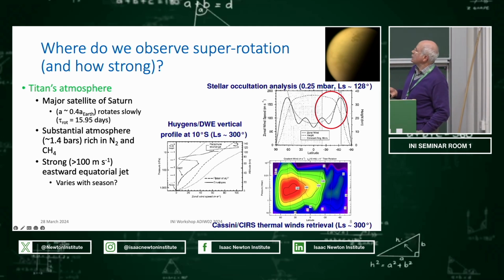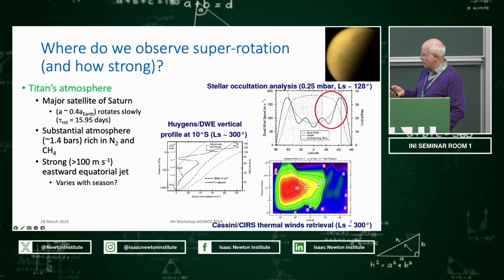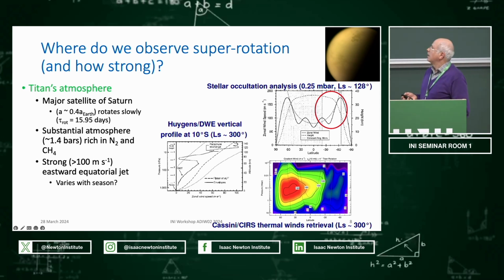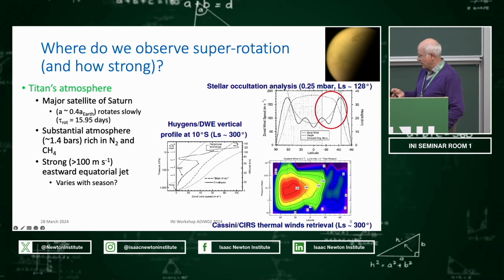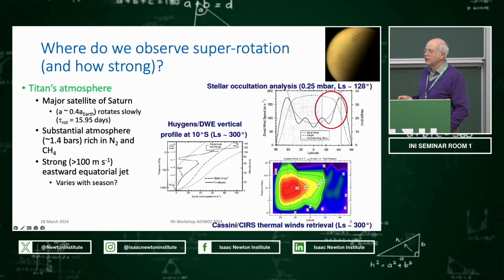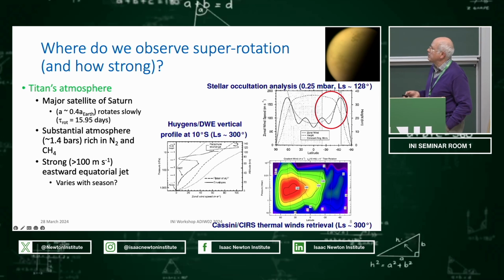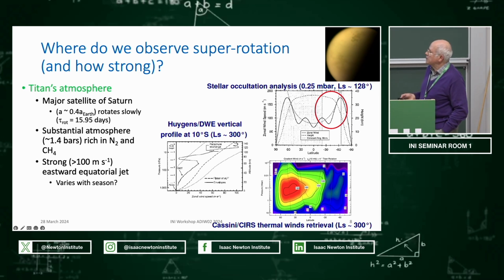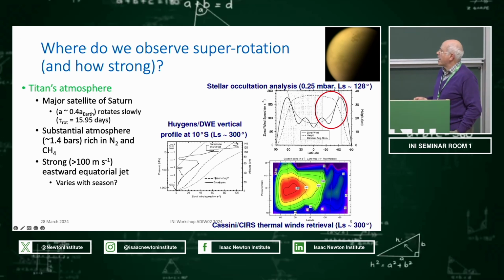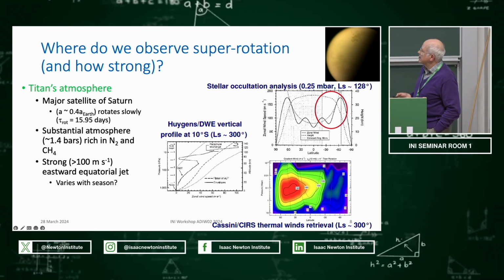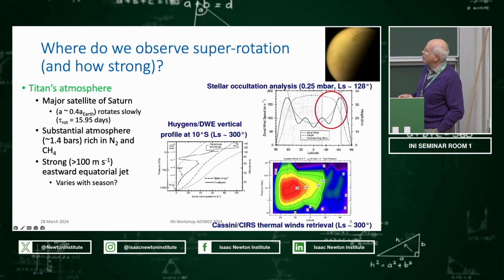Where else do we observe superrotation? Two other planetary bodies are worth looking at and contrasting with the Earth. Titan is the largest satellite of Saturn. It's a planet-sized body, something like 40% the radius of the Earth, but rotates relatively slowly. In fact, it's tidally locked in its rotation with its orbit around Saturn, with a rotation period of about 16 Earth days. It has a substantial atmosphere, mainly consisting of nitrogen and hydrocarbons, with a surface pressure of nearly 1.5 bars. And it's been measured that it exhibits very strong winds, even though it's a very long way away from the sun.